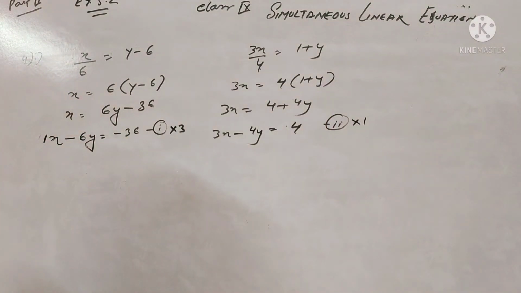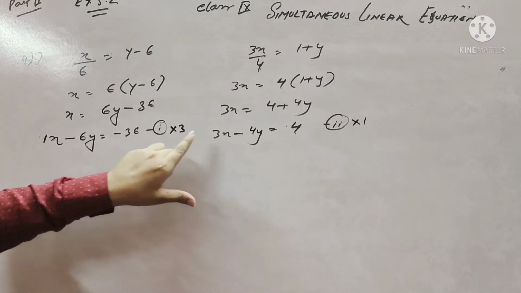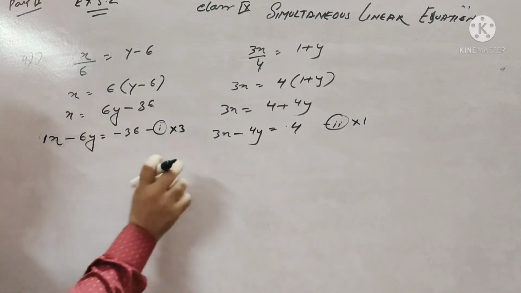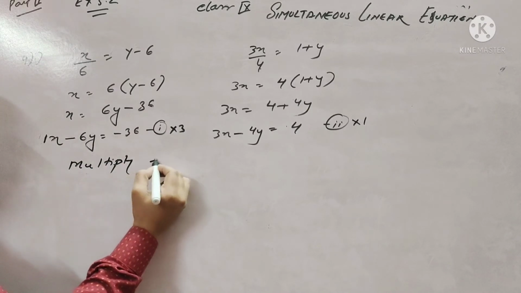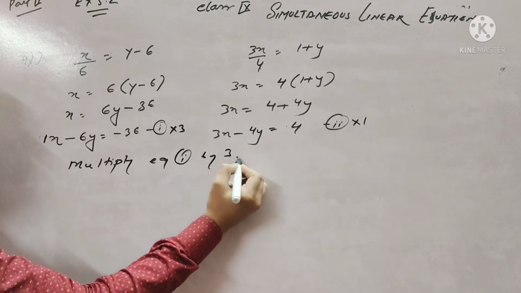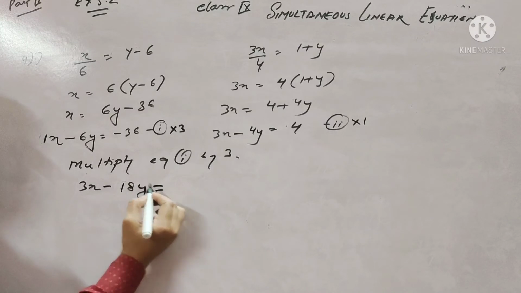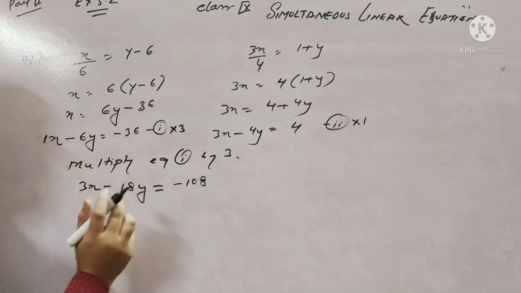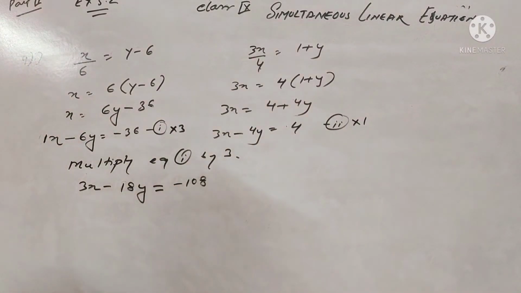If you want to eliminate the variable x, then multiply equation 1 by this x number and multiply equation 2 by this x number, cross multiply. So when you multiply equation 1 by 3, first you write down that multiply equation 1 by 3, so that is 3 into x, 3x, 3 times 6 is 18y, and minus 3 into 36, that is minus 108. And equation 2, if multiplied by 1, gives the same number, because any number multiplied by 1 gives the same number as the product.